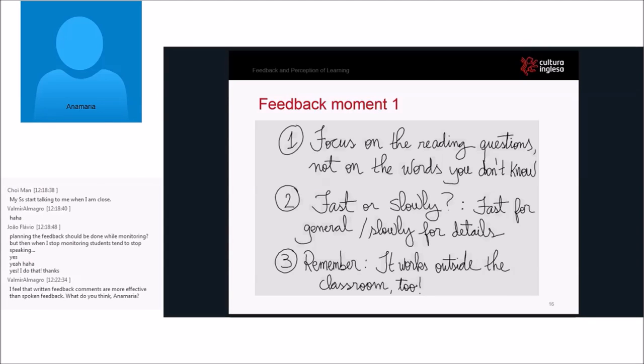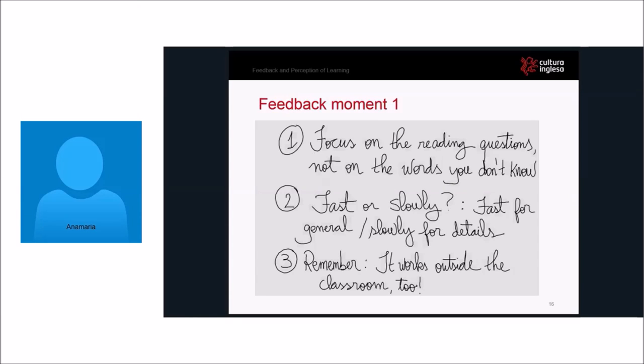Valmir, I feel that written feedback comments are more effective than spoken feedback. What do you think? I think, Valmir, that writing makes things more specific. You have the visual support. So I agree. Sometimes we make very interesting feedback comments, but because we are just speaking and not really systematizing anything or boarding anything, this very interesting feedback may be lost to students. Another reason why I asked them to copy.